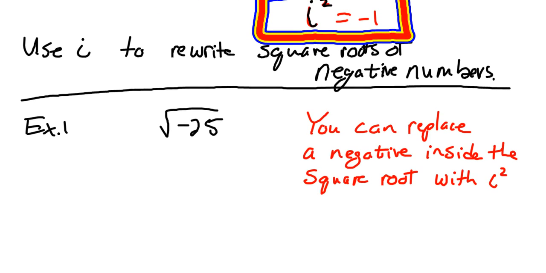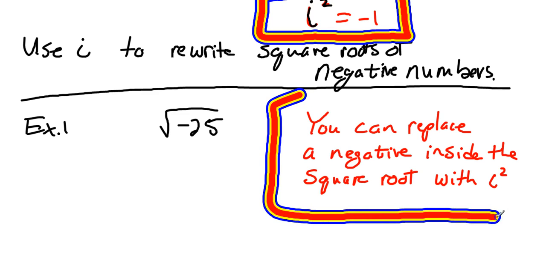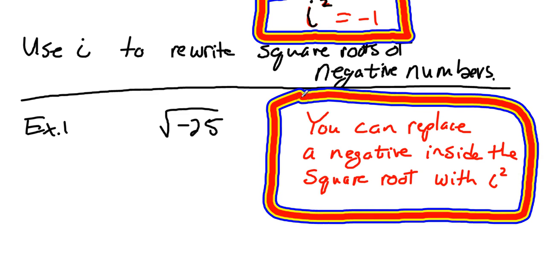All right, so what we're going to do here is, if you had the square root of negative 25, you're going to take out that negative and replace it with i squared. So it's basically going to be the square root of i squared times 25. Technically that's a negative 1. It's like negative 1 times 25, is the way they think about it.